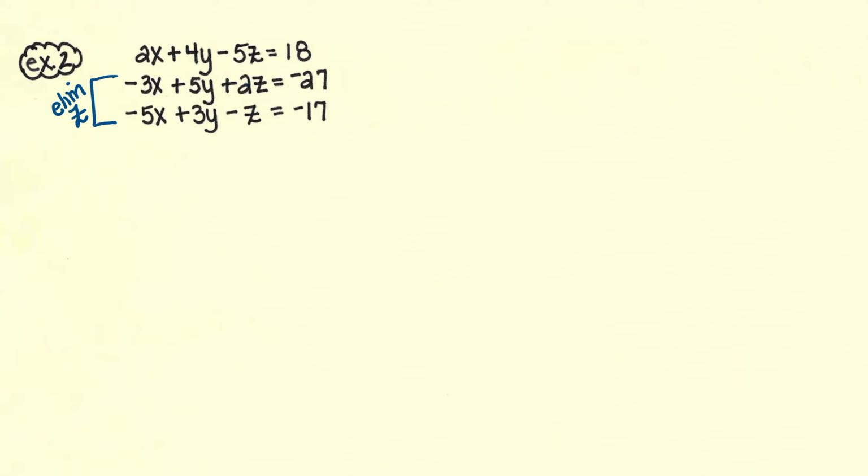If this is a positive 2, then this needs to be a negative 2. I already have the negative, so all we need to do is supply the 2 that will distribute to every single person. So this middle equation, just bring it over just like you see it. Negative 3x plus 5y plus 2z is equal to negative 27.